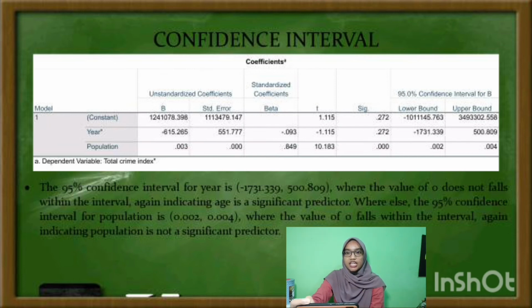Again, indicating year is a significant predictor, whereas the 95% confidence interval for population is between 0.002 and 0.004, where the value of 0 falls within the interval, again indicating population is not a significant predictor.